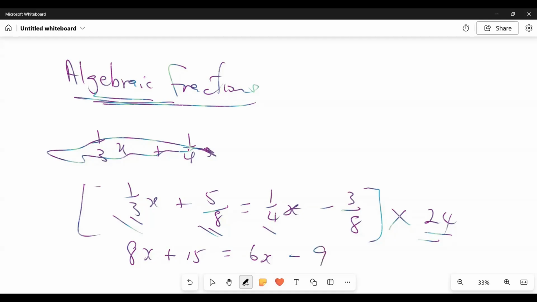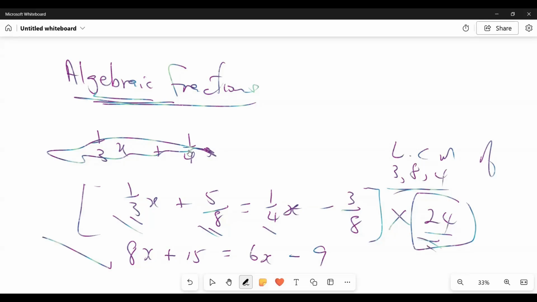So now you got rid of all the fractions. But how did you do it? You have to find the LCM of 3, 8, and 4, right? Which happens to be 24. So you're seeing the usefulness of LCM, right? I'll tell you what, though. The LCM and HCF that you will have to find in equations and so are going to be very, very simple. You don't even have to know the methods that we talked about earlier.